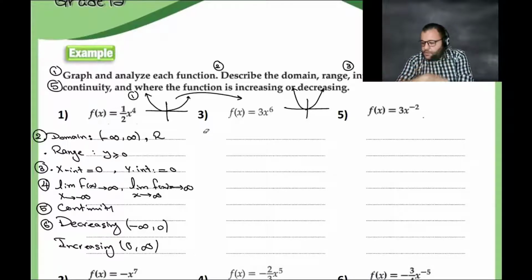It will be reflected across the x-axis. Hasbi Allah wa ni'mal wakeel. No, wait. Sorry. It will be increasing, then decreasing. It'll be irrational, right?